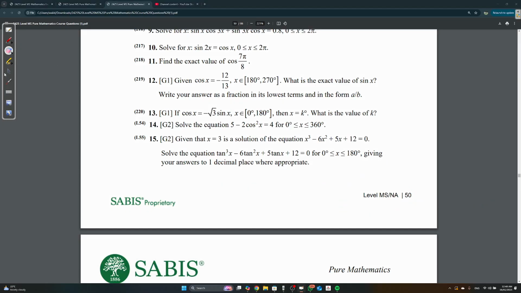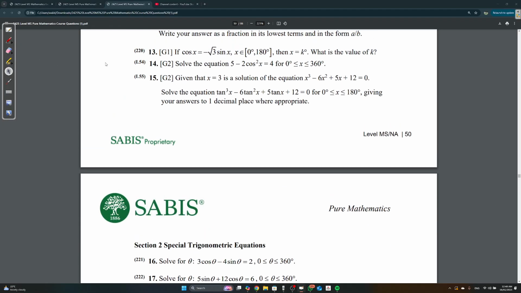Now question 15. Given that x equals 3 is the solution of this, solve the equation. Okay, what do we have to do? We have to reduce it to a quadratic, right? So let's reduce to a quadratic. I'm going to use synthetic division. Okay, 1, minus 6, 5, 12.